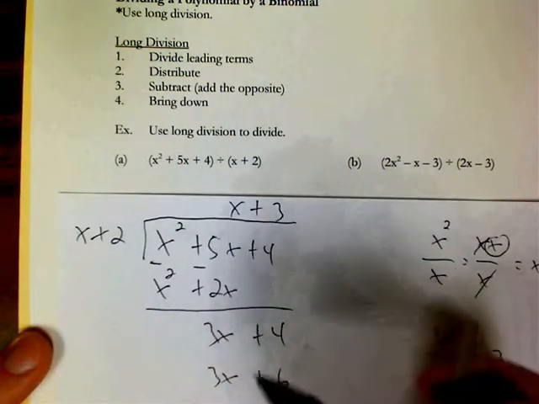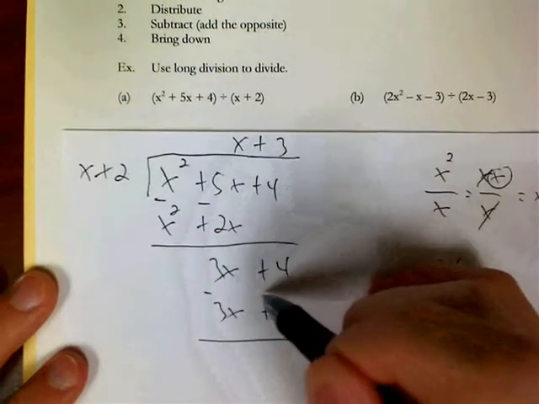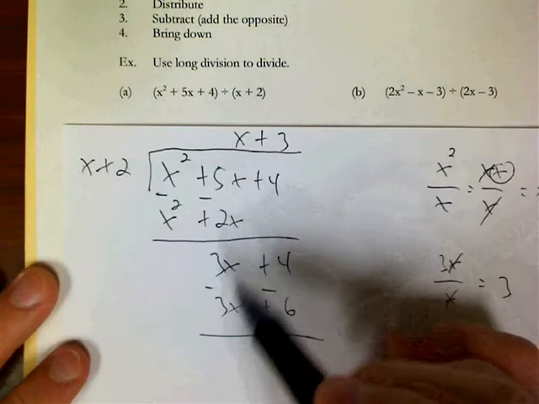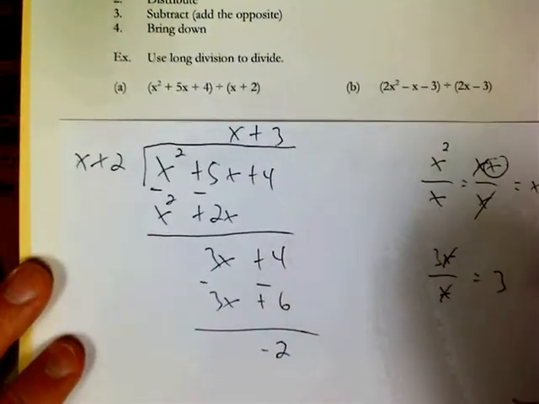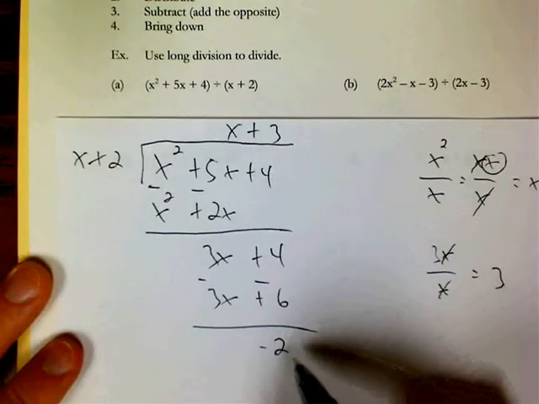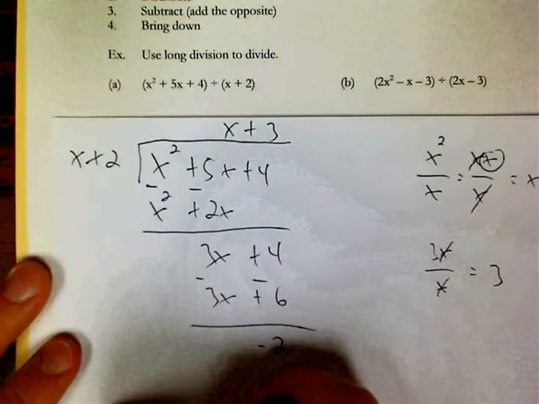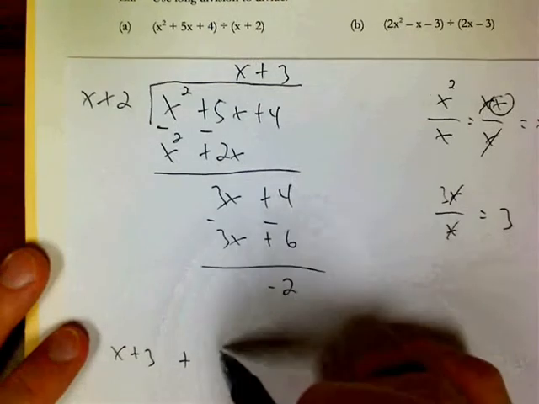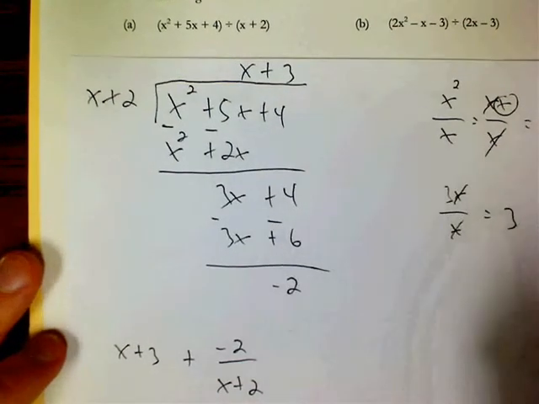Now we're going to subtract. Once again, strongly recommend putting in the minus signs. This is where people tend to miss these. 3x minus 3x is 0, which it better be, and 4 minus 6 is negative 2. Now we can't divide x into negative 2 because there's no x there to divide out. What that means is that's our remainder. So our final answer is x plus 3, and we're going to place the remainder over x plus 2. So that's our final answer.